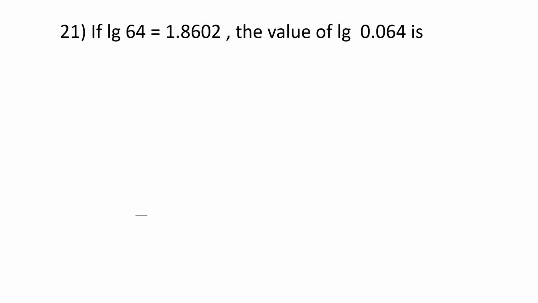Question number 21. If LG64 equals 1.8602, you want to find the value of LG 0.064. You can write 64 equals 6.4 multiplied by 10 to the power 1. So, when writing the logarithm to the base 10, 1 goes as the characteristic of the logarithm. That is, LG64 equals 1.8602.